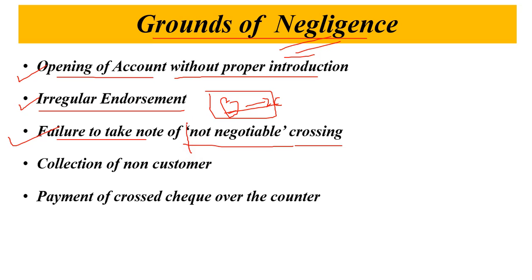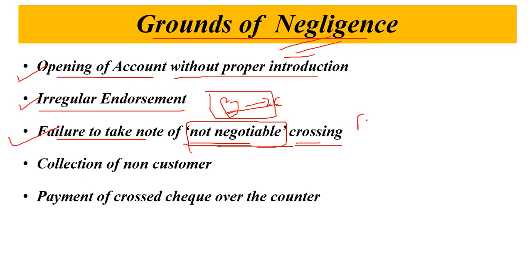Now what does this not negotiable mean? If the collecting banker fails to take note or fails to check whether the check is not negotiable or negotiable, or whether it is crossed or not. So now, not negotiable means what?